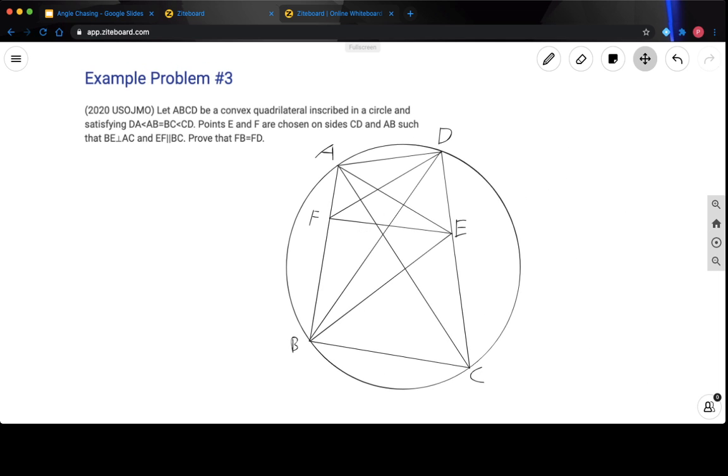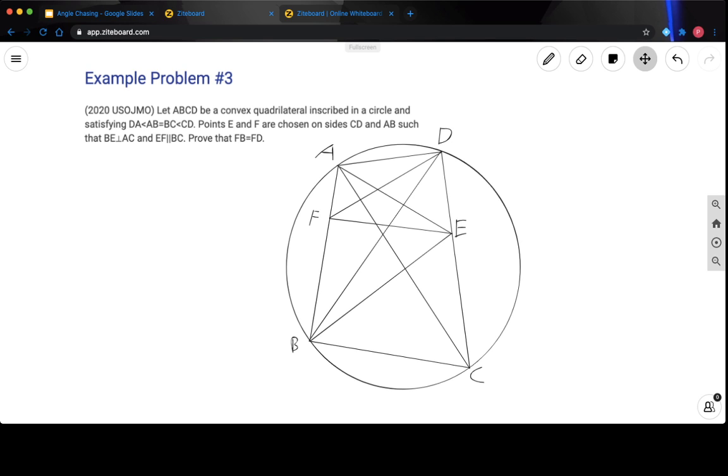So we are given that ABCD is a convex quadrilateral inscribed in a circle, and DA is less than AB, which is equal to BC, which is less than CD. So immediately from our first sentence, I can deduce that quadrilateral ABCD is cyclic, since we're given that it's inscribed in a circle. And so we also have these other lengths: AD is less than AB, which is equal to BC, less than CD, which is drawn in the diagram.